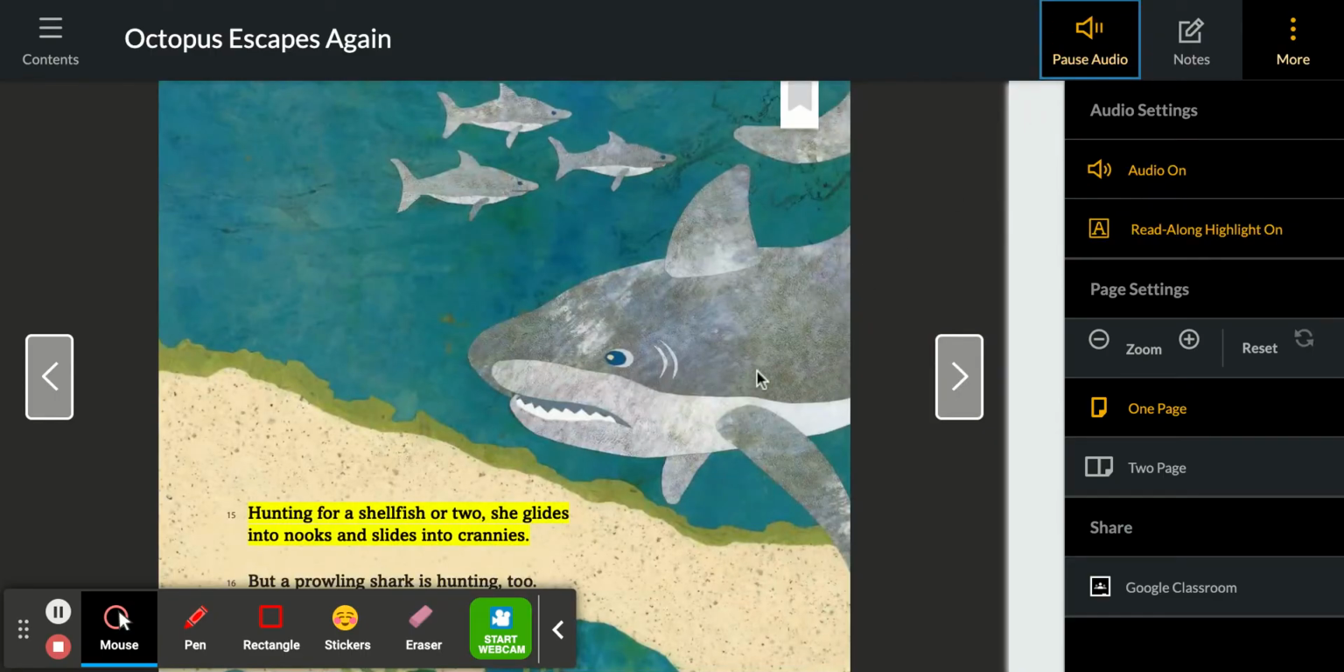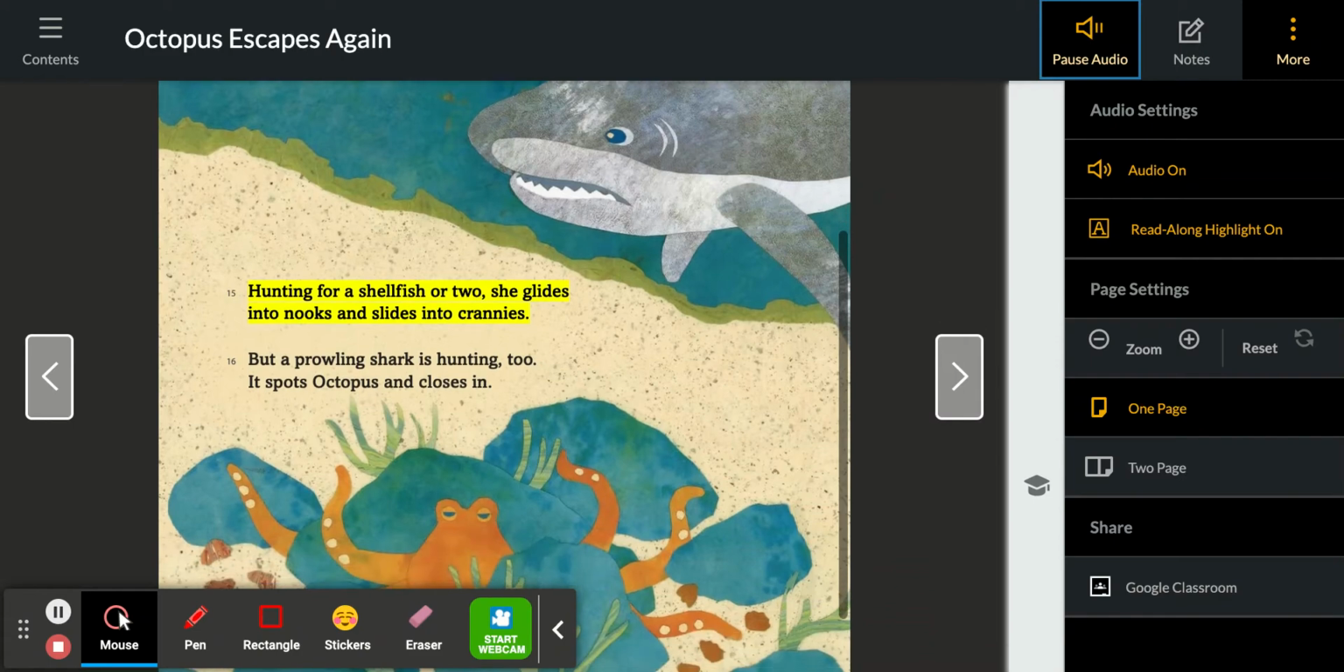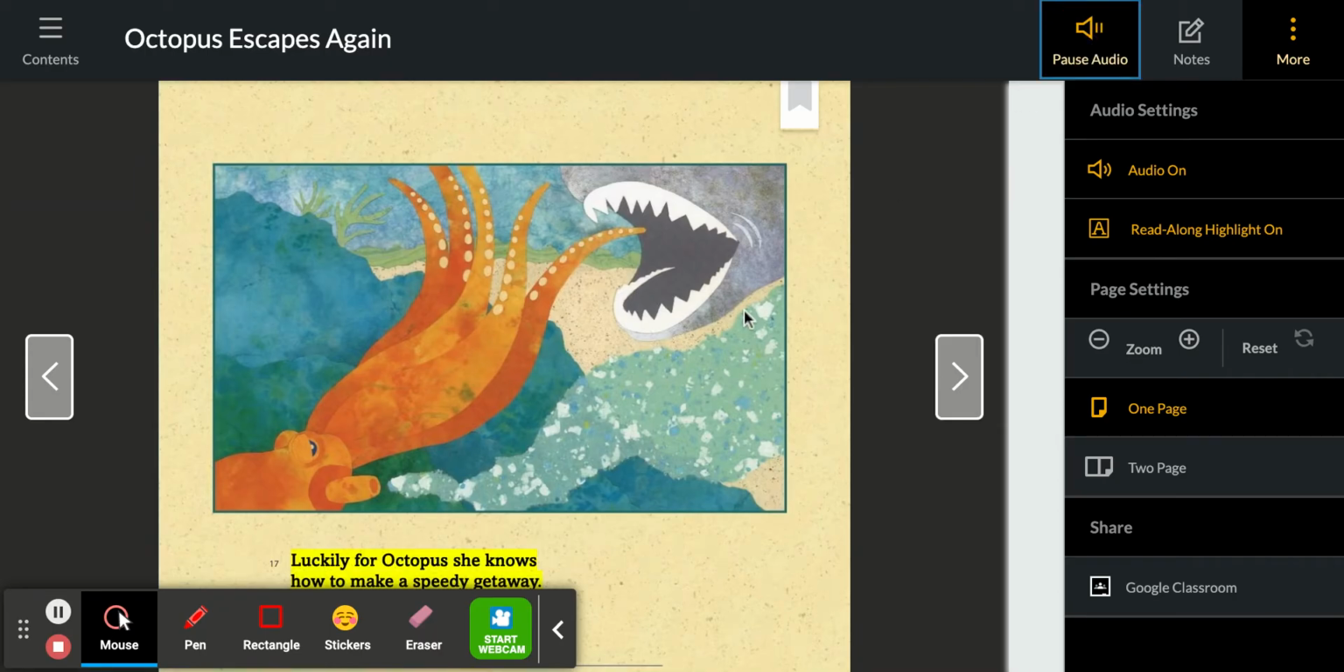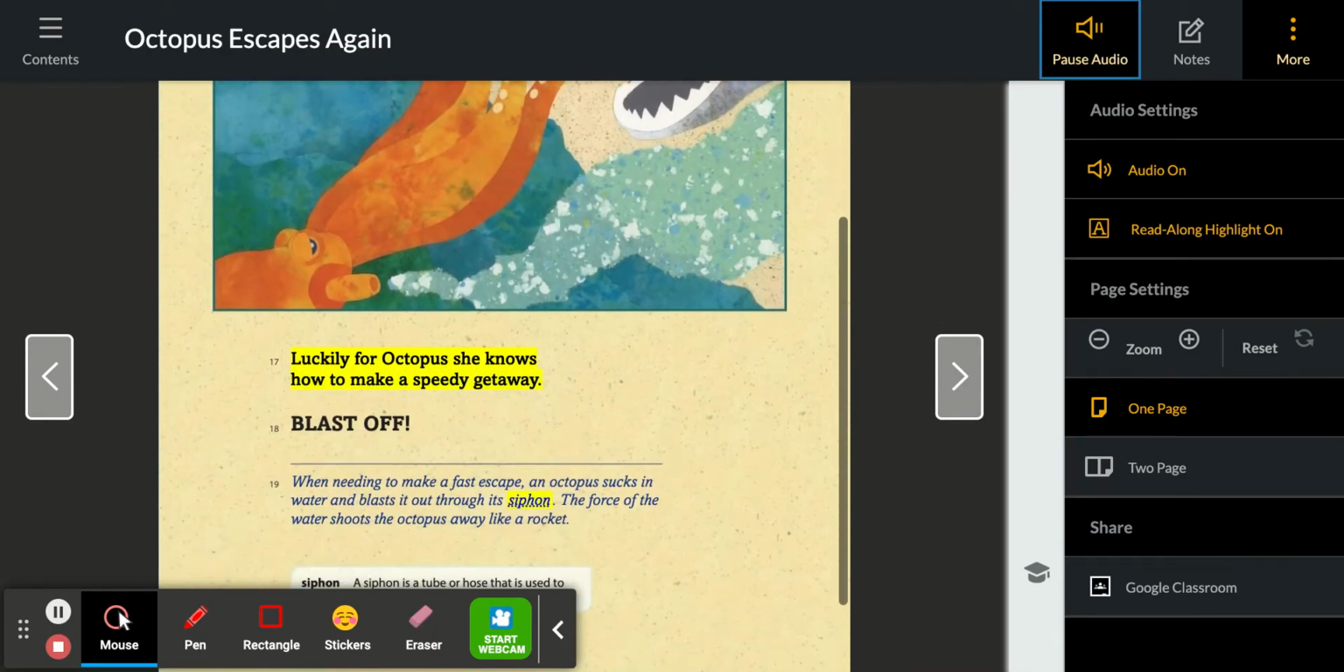Hunting for a shellfish or two, she glides into nooks and slides into crannies. But a prowling shark is hunting too. It spots octopus and closes in. Luckily for octopus, she knows how to make a speedy getaway.